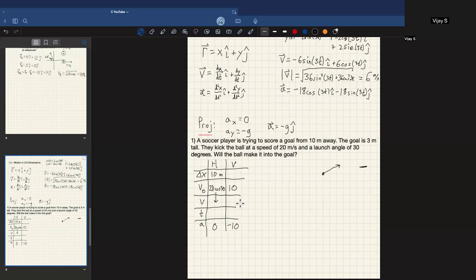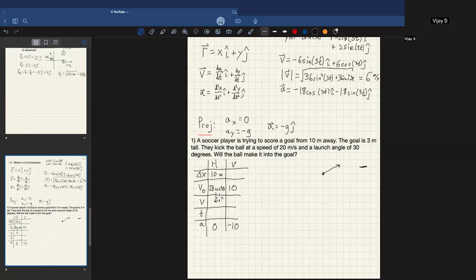So the first thing that we want to do is we're looking for height. Look at our vertical column. Do we have enough quantities to use any kinematics equation with just vertical values? The answer to that is no, right? We need three kinematics quantities to find a fourth unknown if we're using a kinematics equation. So we want to find one more quantity for our vertical. And the quantity that we can use is time, because time is the same between both horizontal and vertical since it is a scalar quantity.